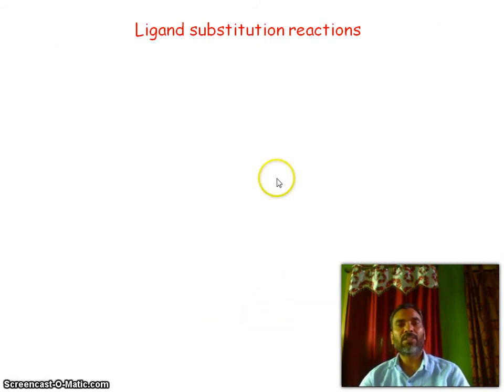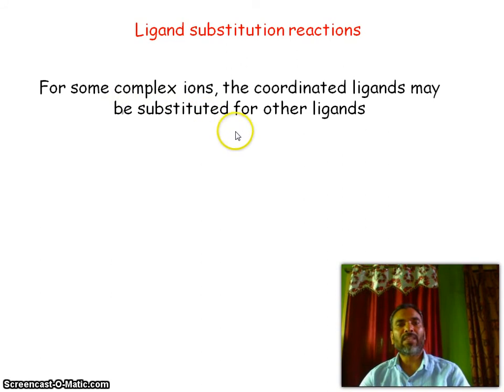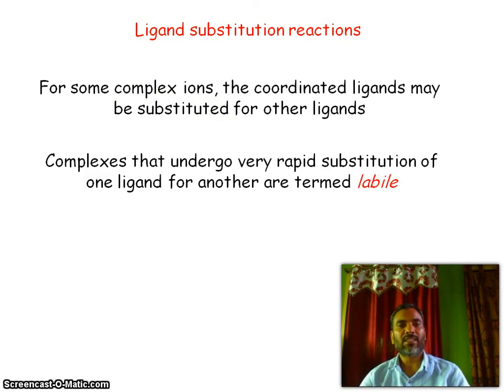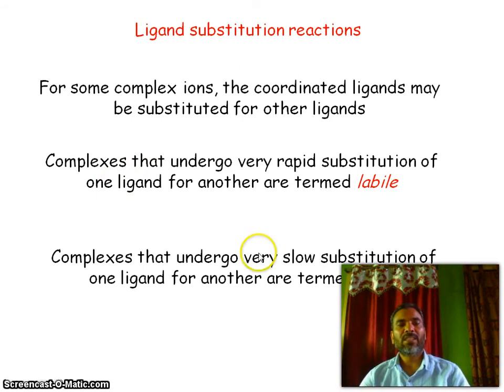Ligand substitution reactions. For some complex ions, the coordinated ligands may be substituted by other ligands. Right friends? Complexes that undergo very rapid substitution of one ligand for another are termed labile. Complexes that undergo very slow substitution of one ligand for another are termed inert.